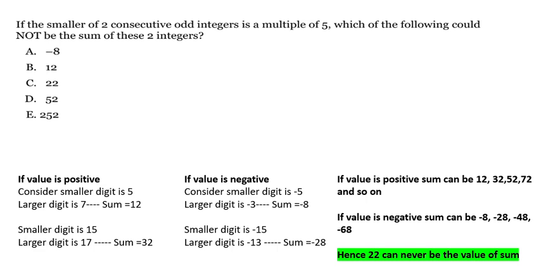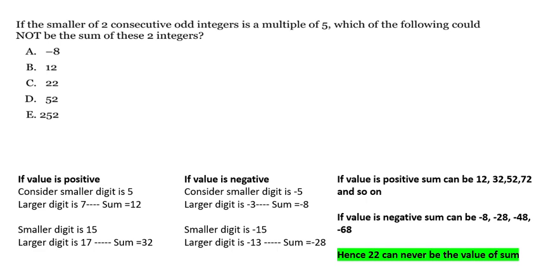Now let's consider if the value is negative. Then the smaller digit is going to be minus 5, which is the multiple of 5, and the largest digit is going to be minus 3. When it becomes negative, the smaller the negative value, the lower its place in the number system. So if the smaller digit is minus 5, the odd digit next to it, which has a higher value than minus 5, is minus 3. If I take the sum of these two digits, you get minus 8.